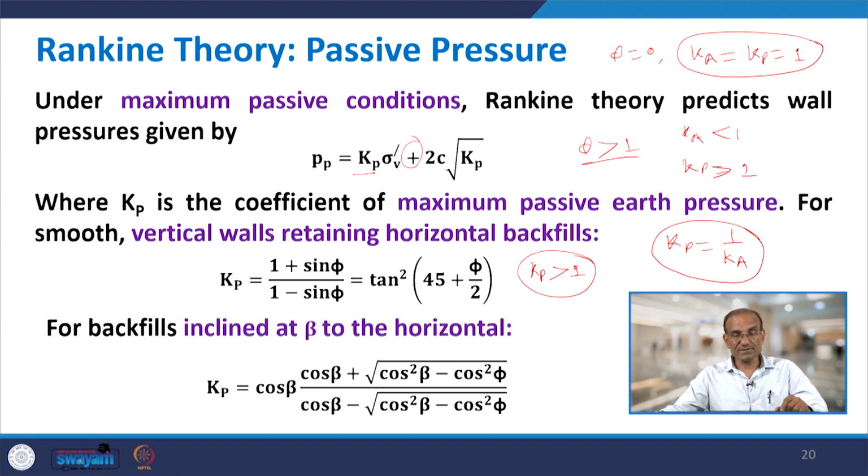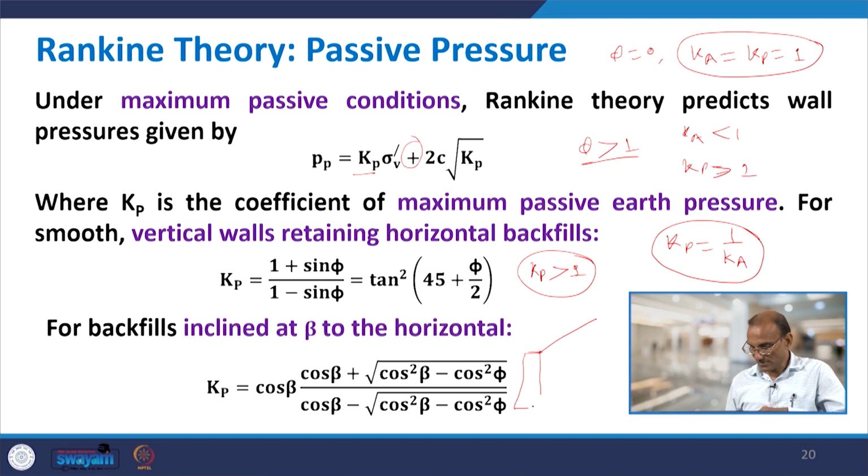So, this was the case when you have a smooth retaining wall with horizontal backfill, but if the backfill is inclined at an angle beta, that means this is the case, as we said, the inclined backfill for a retaining wall, and this angle is beta where you have the backfill. In that case Kp is given by this relation. Again if I put beta equal to 0 in this relation, then you get the top equation for Kp.